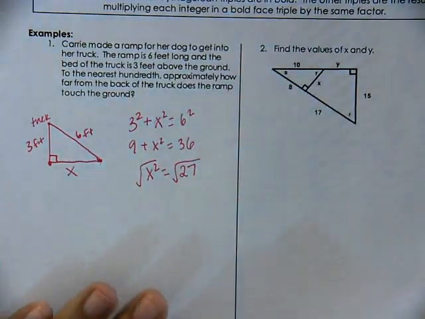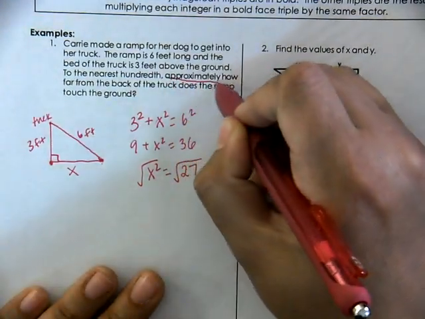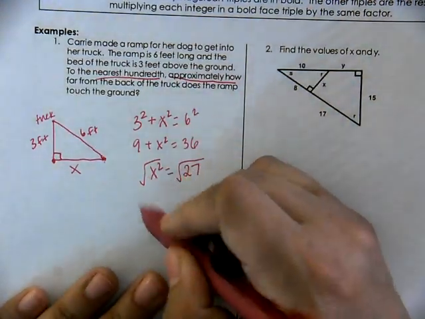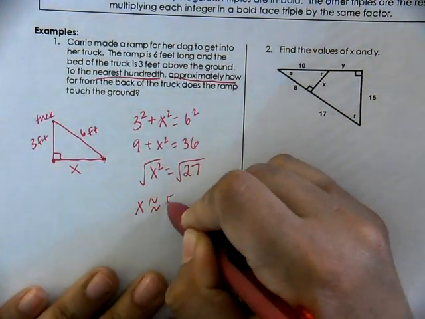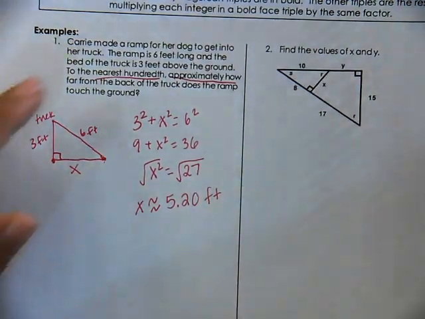And remember, this is where simplified radical comes back again. Or in this case, it did tell us to round approximately to the nearest hundredths. So when you grab a calculator and round, this comes out to approximately 5.20. And the units are given in feet.